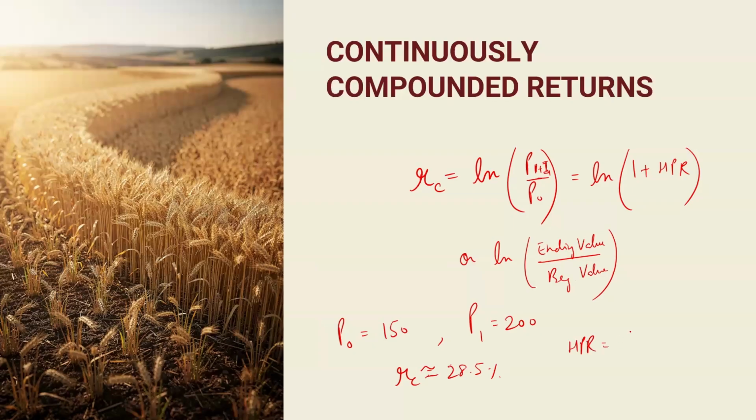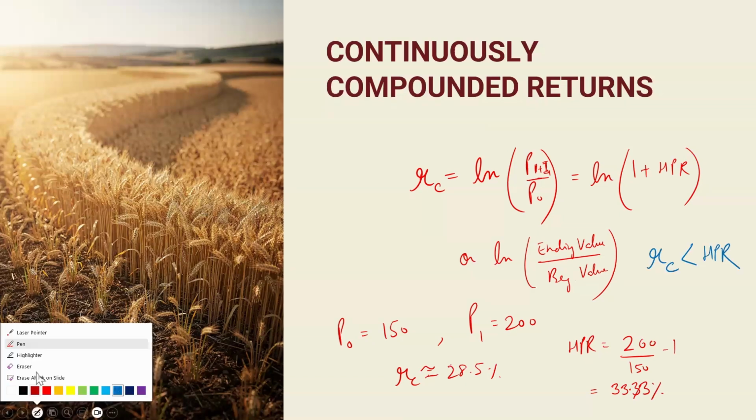Okay, what is HPR by the way? In this case, there is no I, income is not there. So it's very simple to calculate HPR. 200 by 150 minus 1. How much is the HPR? Exactly, it is 33.3%.